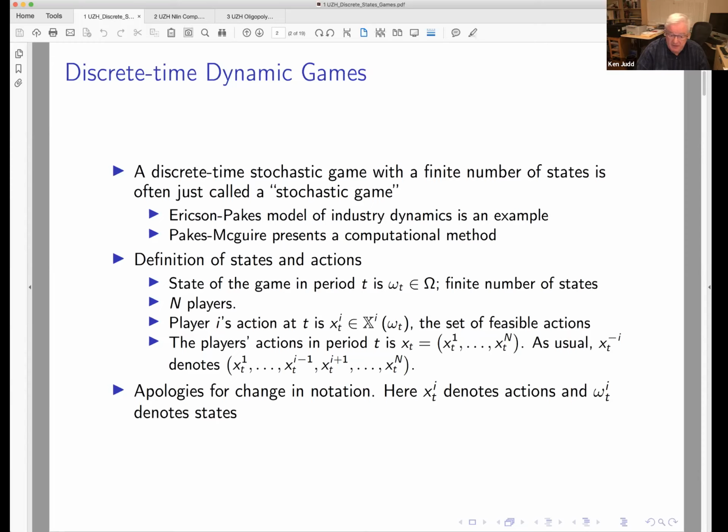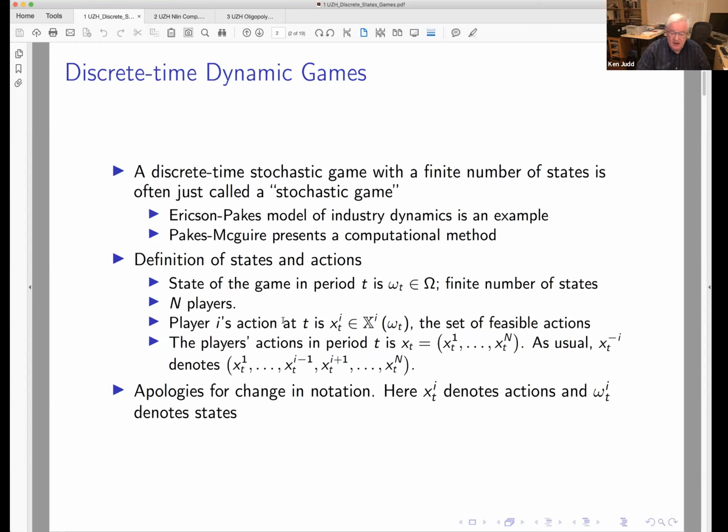So the notation is very much like what you see in dynamic programming. The state of the game at time t is some omega of t. Now that state in the game could include many features of it, the nature of the level of demand, or cost function or whatever. But it also includes the states. There's a finite number of states for each possible player. And that's also in the list of omega here.